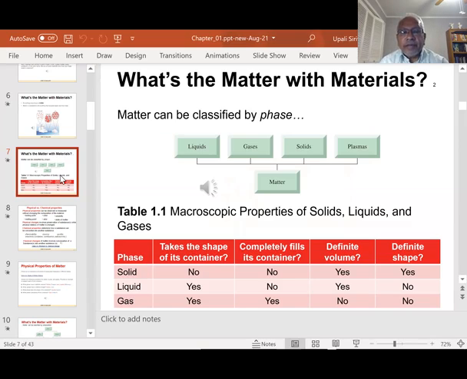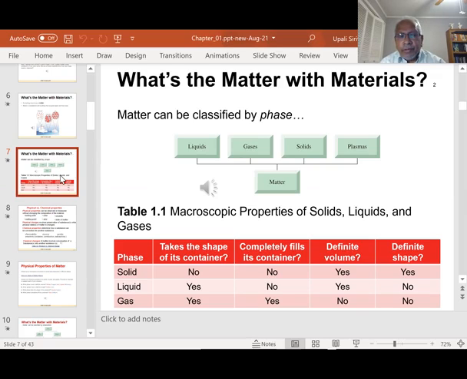Matter can be classified by phase. What is a phase? Phase is a distinct state of matter, like liquid, gas, solid, and plasma. Matter is mostly made out of liquid or gas or solid. Plasma is present at high temperatures. In a star, all matter is composed of plasma. Breaking atoms up into their subatomic particles at high temperature produces plasma.